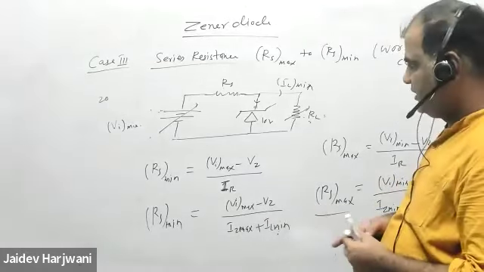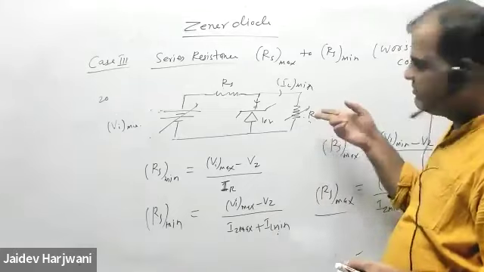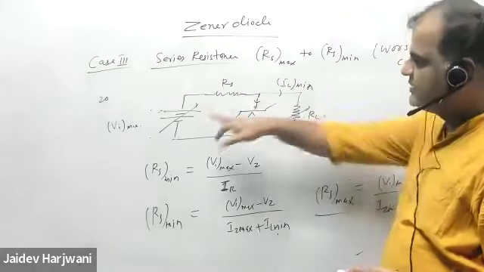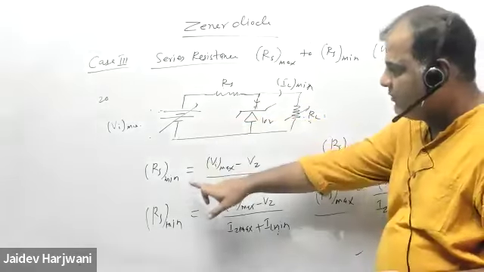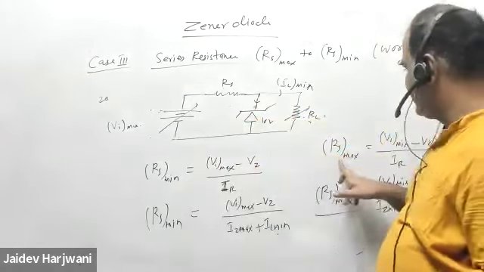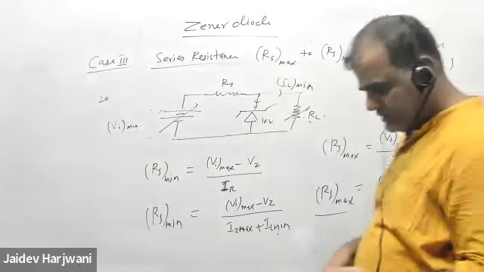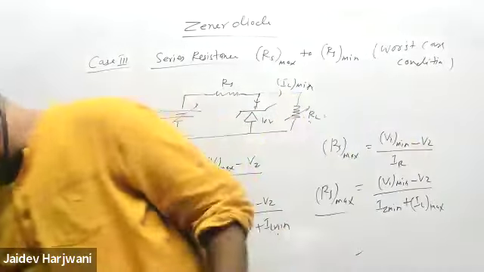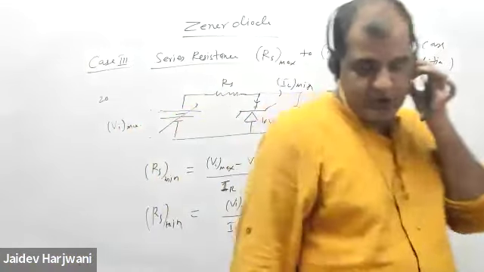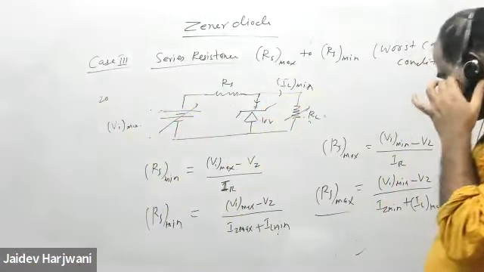If this is also varying, this may be fixed, this may be fixed, this may be varying. If you want the minimum, you take VI max. If you want the max, you take VI minimum value. So this is the worst case condition. Let us understand with some examples. Some questions we will apply this one.